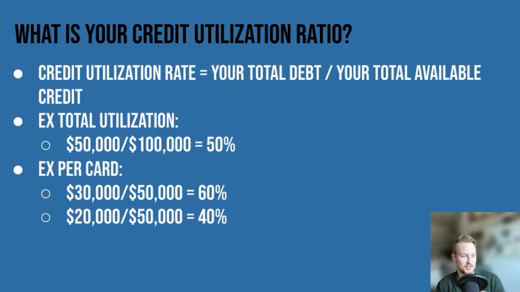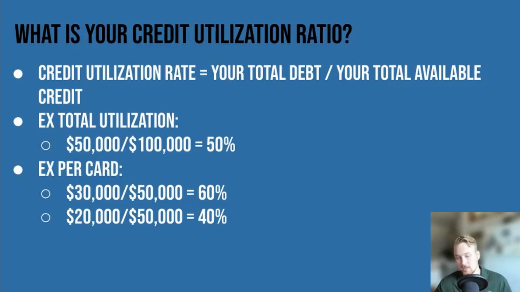For example, as we mentioned, if you had a $100,000 credit limit and you're using $50,000, your utilization rate is 50%. But if each of your cards had a limit of $50,000 and you owe $30,000 on one and $20,000 on the other, you'd have 60% credit utilization on one and 40% on the other, because it's $30,000 out of the $50,000 limit for that card, and $20,000 out of the $50,000 limit for the other card. But overall, it would be a 50% credit utilization because it's out of the total.